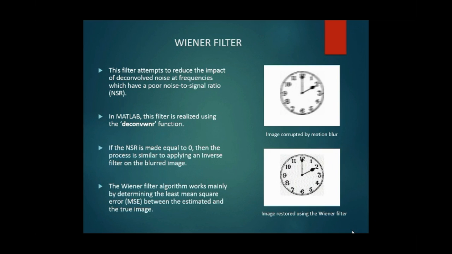The point spread function can be considered analogous to a system's impulse response, which describes an imaging system's response to a point source. If the NSR is made equal to 0, then the process is similar to applying an inverse filter on the blurred image. The Wiener filter works mainly by determining the least mean square error between the estimated and the true image. It is for this reason that it is also popularly referred to as the minimum mean square error filter.